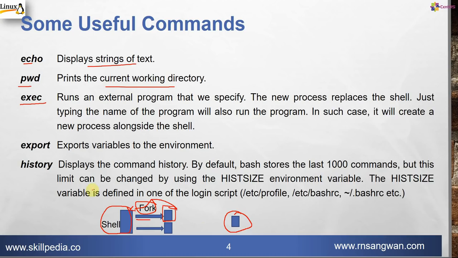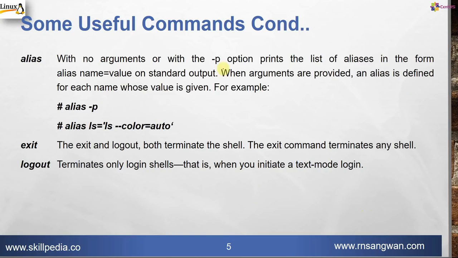History will display the command history. By default bash stores the last 1000 commands, but this can be changed by using the HISTSIZE variable. This is an environment variable. It can be defined in either /etc/profile or /etc/bashrc. Anywhere you can find this variable HISTSIZE.